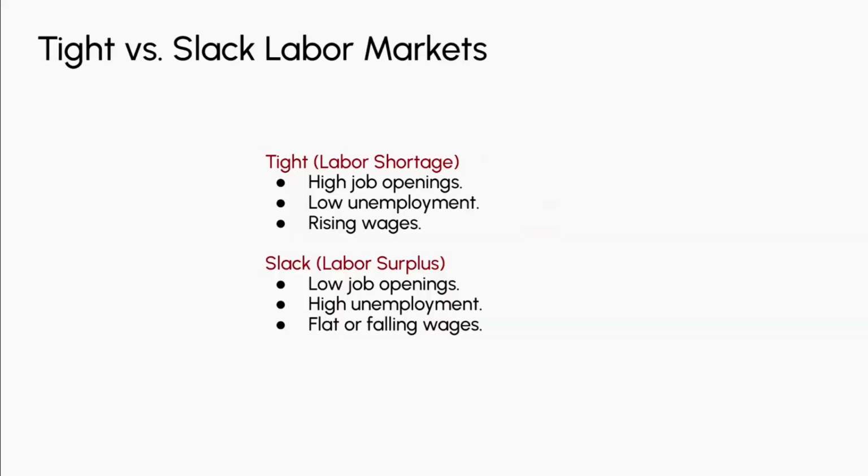These four variables can be summarized in two basic labor market states: tight and slack. A tight labor market is considered a labor shortage, or could be called a seller's market, with employees selling their labor at higher demand. A slack labor market is considered a labor surplus, or could be called a buyer's market, with employers buying labor at a lower rate.